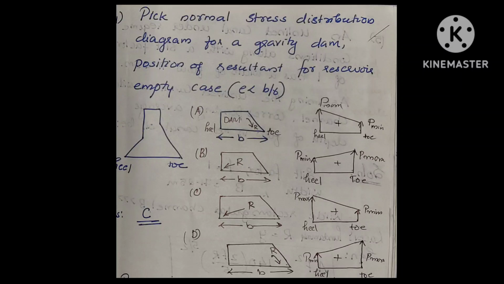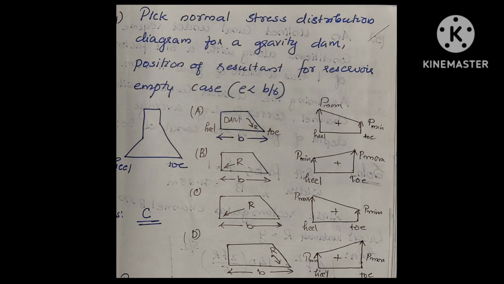The next question: pick normal stress distribution diagram for a gravity dam. Position of resultant for reservoir empty case, that is e less than B by 6. In the question, it is given that pick normal stress distribution diagram for a gravity dam, and the condition is position of resultant for reservoir empty case. There are mainly two cases, reservoir empty and reservoir full.